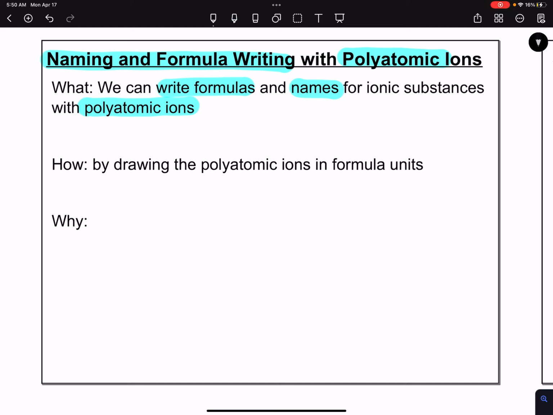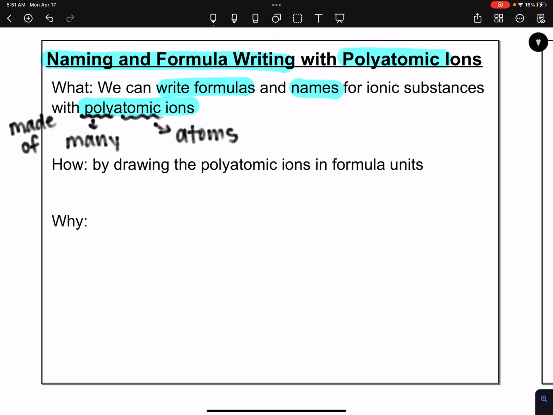Well, if we take this word and break it apart into pieces, poly is a prefix that stands for many, or in other words, more than one. And atomic just refers to atoms. So when we're referring to a polyatomic ion, we're talking about an ion that is made of many atoms. Whereas everything we've referred to thus far with being ions has been monoatomic, or in other words, ions that have been made of singular atoms.